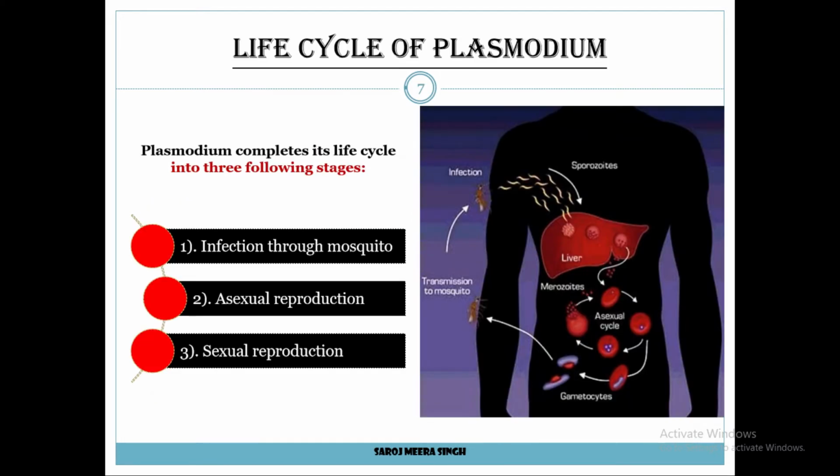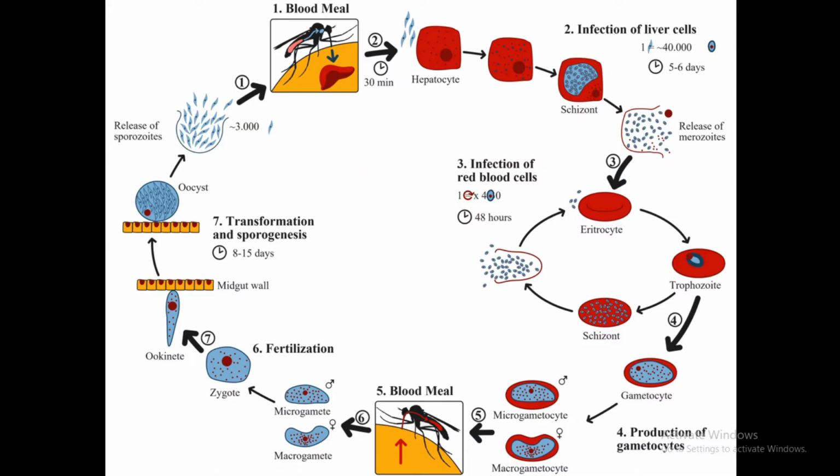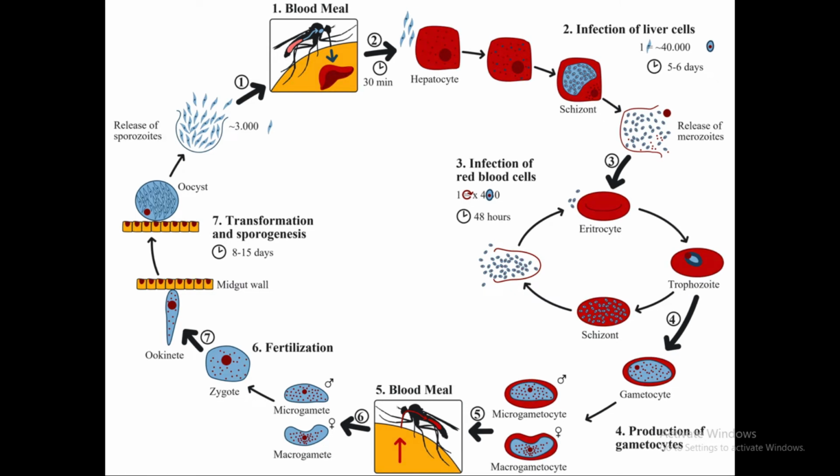And now come to the next slide. Plasmodium completes its life cycle in the following three steps. The first one is infection, the second one is asexual reproduction, and the third one is sexual reproduction. So let's start with point 1, infection through mosquito, or infection through the female Anopheles.